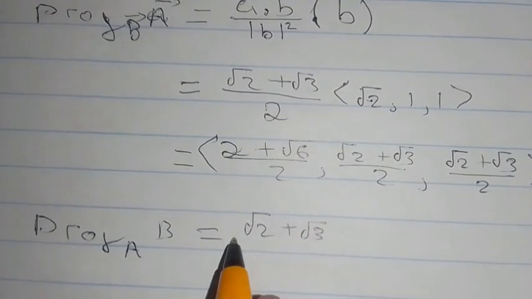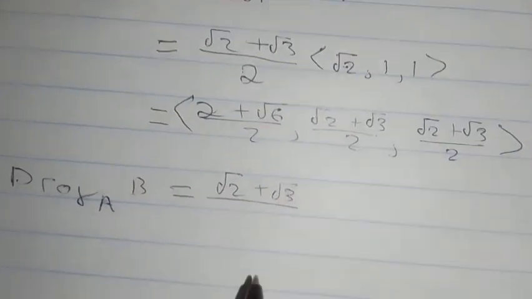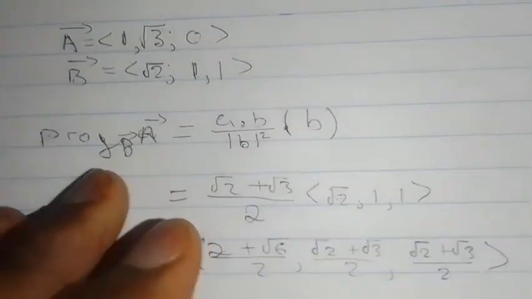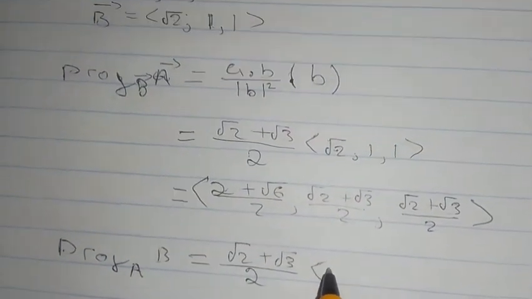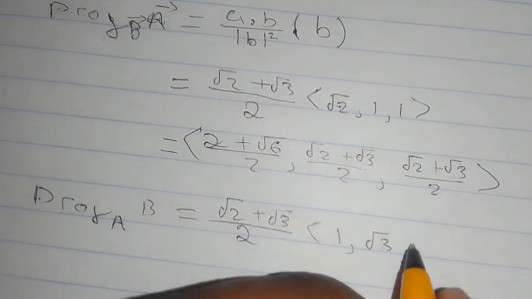Since it's A dot B, it remains the same. Now instead you find the length of this one. So that's just going to be 4 as well, so it's going to be 2. And now you multiply that with vector A instead, which is just going to be 1, root 3, and 0.